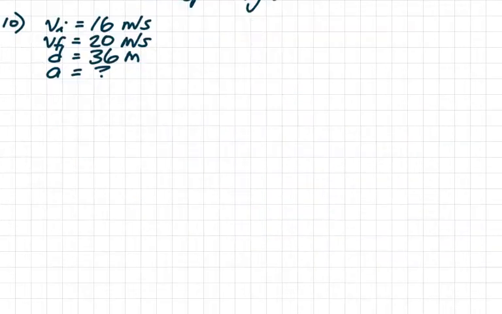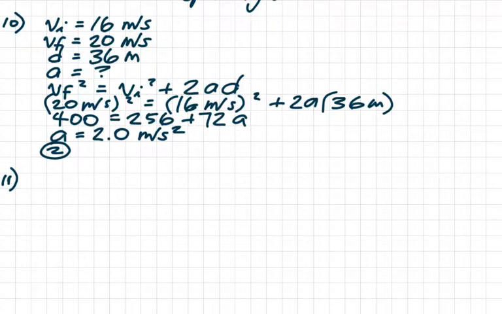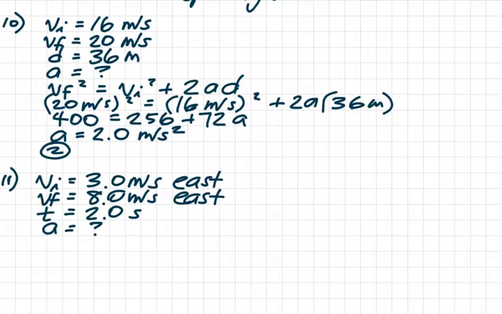Next, number 10. Given info, v initial, v final, and d, they want a. Substitute with units. Solve for x, or in this case, a. 2 meters per second squared. Next question. Pretty much the same as 10, different numbers. I will say one thing. They gave the directions of the velocities. They're both east.